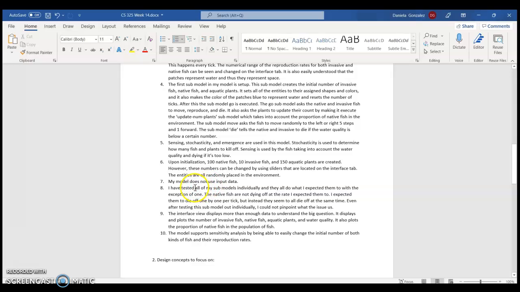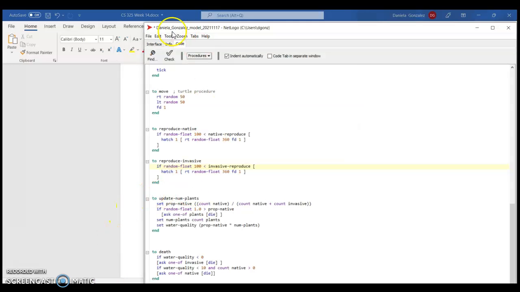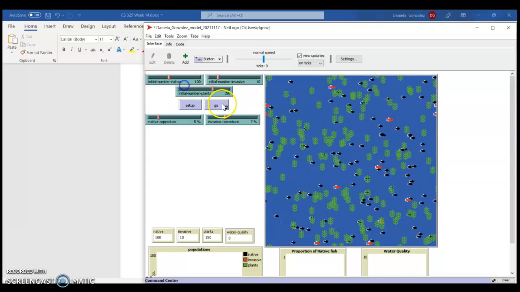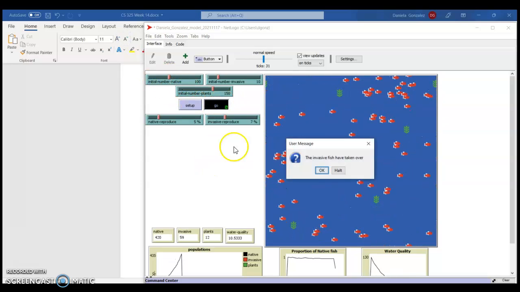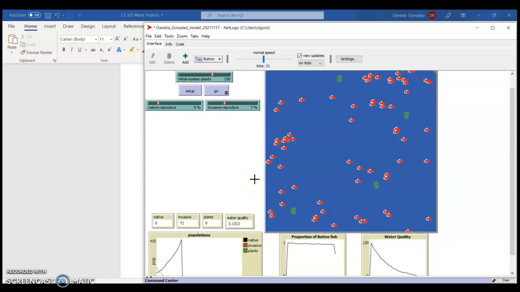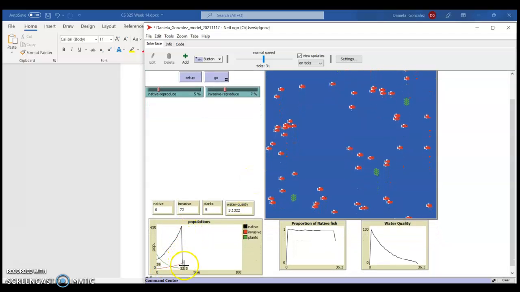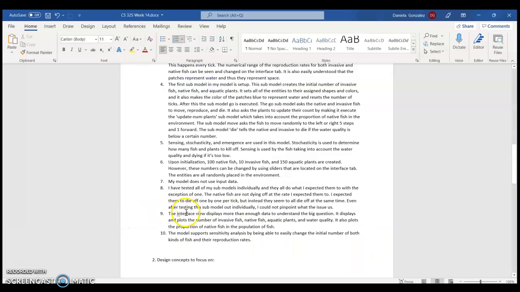I have tested all of my submodels individually, and all of them had expected outcomes and formed the patterns that I expected them to, except for how the native fish are treating the death submodel, just because, as you can see over here, they die very suddenly, and I was expecting them more so to die gradually, since there's only supposed to be one dying every tick. I did test the submodel individually, however, unfortunately, I was just not able to see how to fix this or implement it better into the overall model.